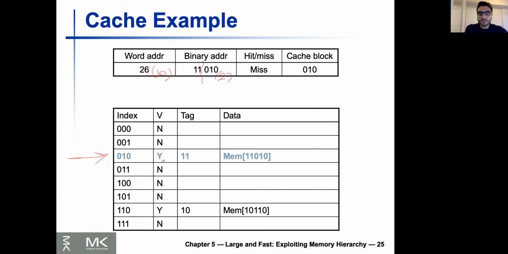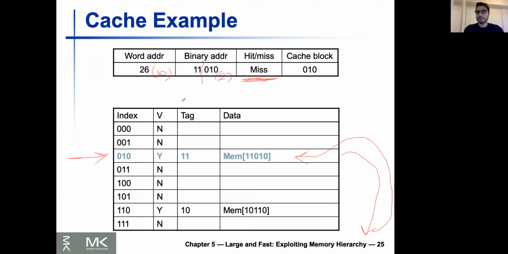Right. This block was already not valid because it was in an initial state. So again, the same scenario happened. I went down to the memory and found the result of this and brought it back up as the data. So the data would be the memory address of 11010 that I was hoping to get, which I couldn't get. That's why I had a miss.